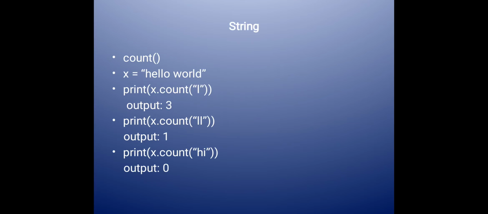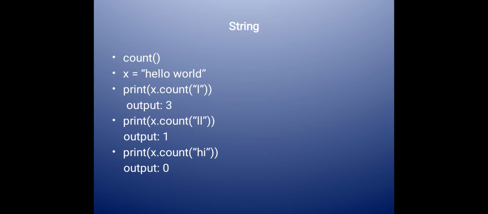Next comes some functions. That means count function. The count function is used to get the number of occurrences of a word or a character in a string. So for example, I have taken the string hello world into a variable called x, then print x dot count l. The output will be 3. That means in hello world l is coming thrice, right? So the output will be 3.